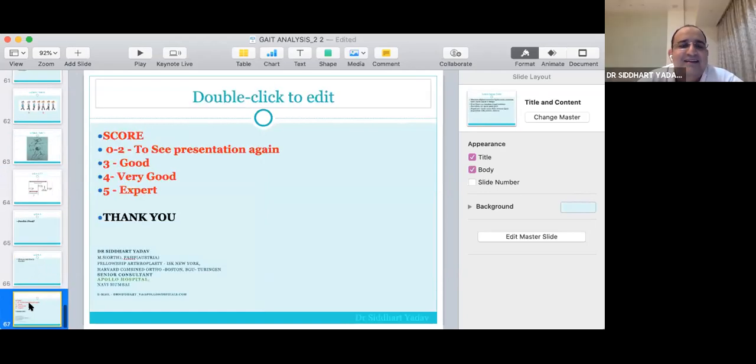Anti-gravity muscle. So okay, if somebody has scored 0 to 2, they have to see this presentation again, because the first time you will not understand. It's very boring as an orthopedic topic, but some basics come as a short question in theory, and in the practical exam the examiner asks 1 or 2 questions regarding gait.